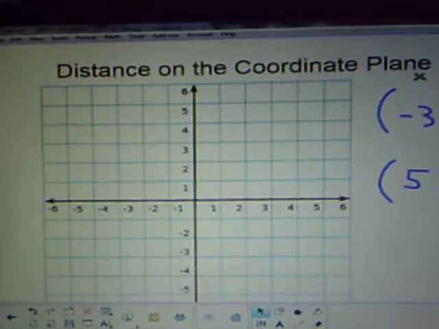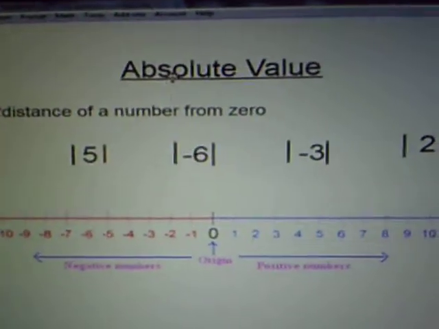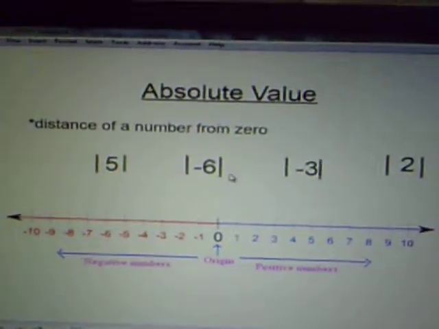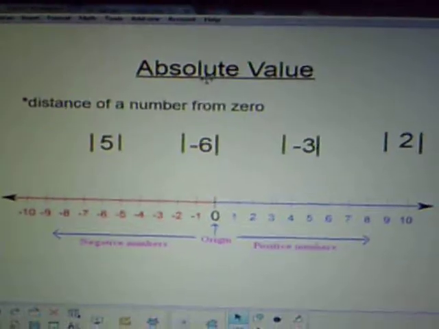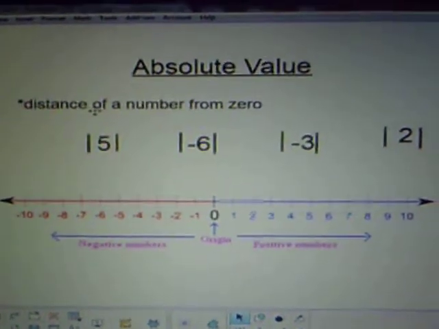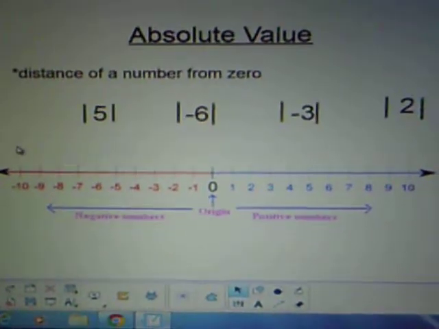Okay? First thing we have to review, though, is absolute value. Absolute value is a review term from last unit, and what absolute value means is simply the distance of a number from 0. How far is a number away from 0?